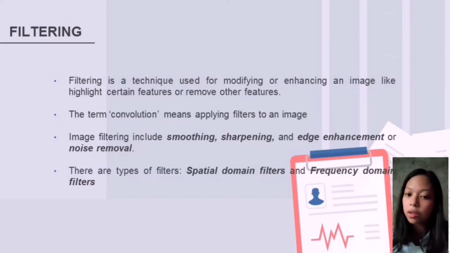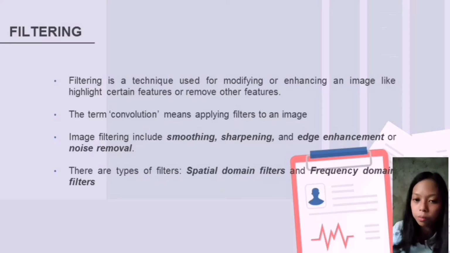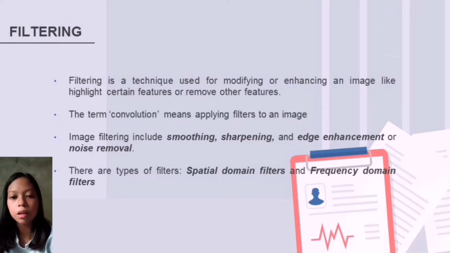Filtering is a technique used for modifying or enhancing an image, like highlighting certain features or removing other features. The term convolution means applying filters to an image. Image filtering includes smoothing, sharpening, and edge enhancement or noise removal. So basically, there are two types of filters, the spatial domain filters and the frequency domain filters.